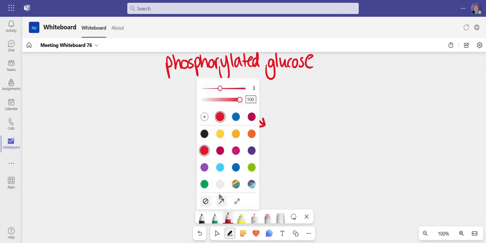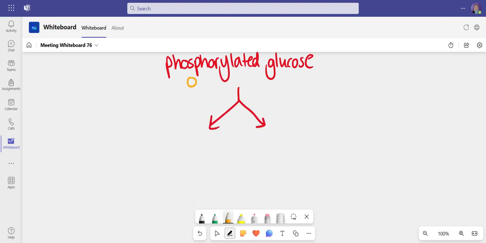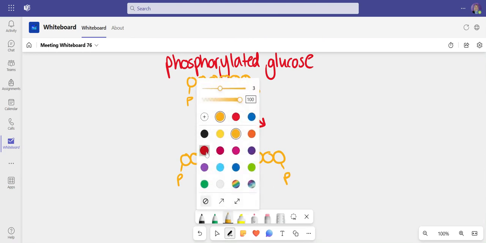Okay, so remember how many carbons it had? 1, 2, 3, 4, 5, 6. Remember, it had a phosphate on there and it had a phosphate on there, and it's going to split. So it's obviously going to split into 2 3s. Okay, the phosphates will still be attached on there. And the molecules that it splits into are 2 3-carbon sugars.